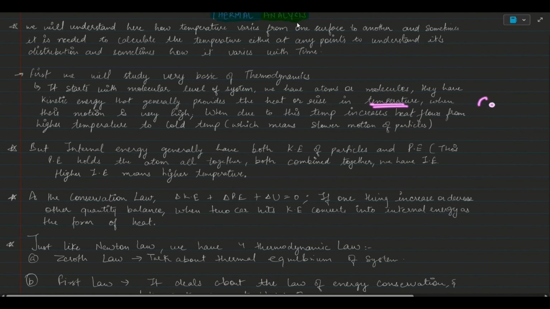Because of this movement of small atoms inside a system or a body. Now when these atoms are not moving so fast, then we say this body has a low temperature, a cold temperature, with respect to another body where the atoms are moving so fast. Okay, that's one of the concepts one has to understand.